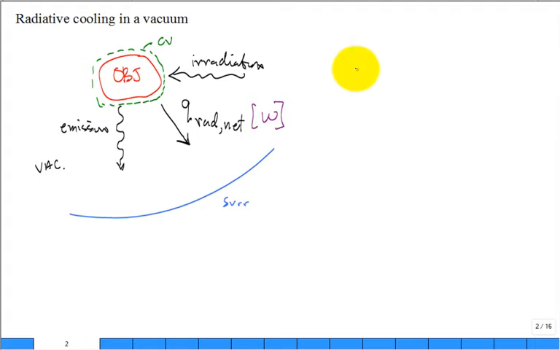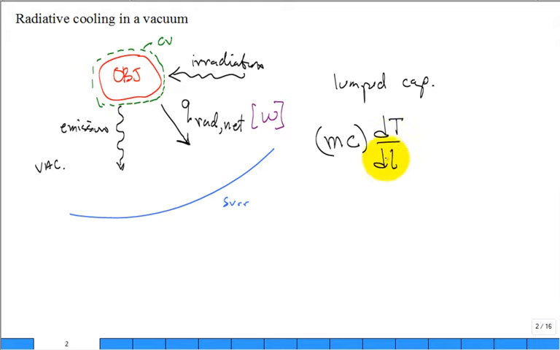Let's say we want to use lumped capacitance. Lumped capacitance, remember that? We say the rate of change of the energy with respect to time of that object is represented as the mass of the object, the specific heat of the object, and the rate of change of the temperature of the object with respect to time. That's how it's increasing or decreasing. It's going to be decreasing if it's a hot object, and it's equal to the negative of the net radiative exchange from that object to the surroundings.